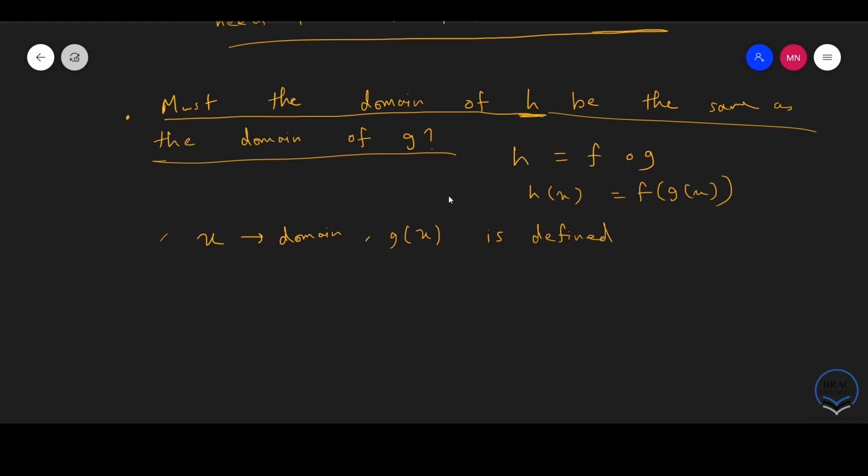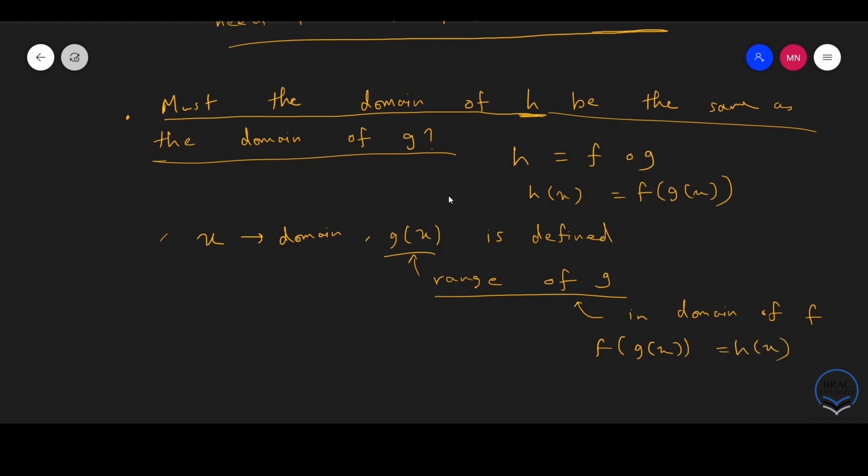And we know that g(x) is just the range of g, and the range of g is in the domain of f. This is in the domain of f, right? And if it is in the domain of f, then f(g(x)) is defined, and thus h(x) is defined, right?